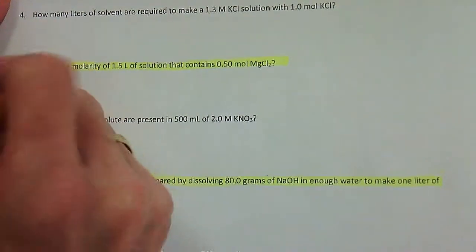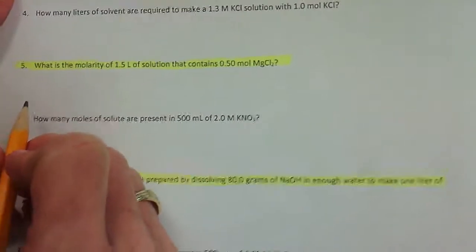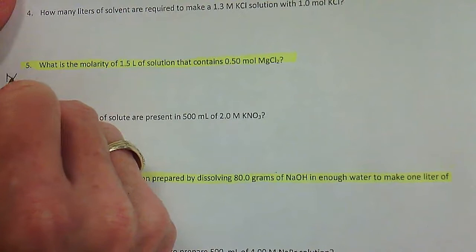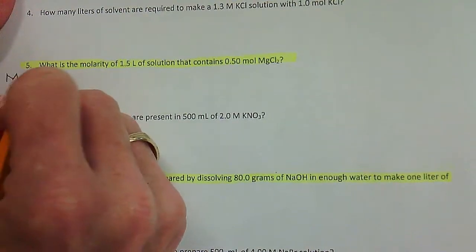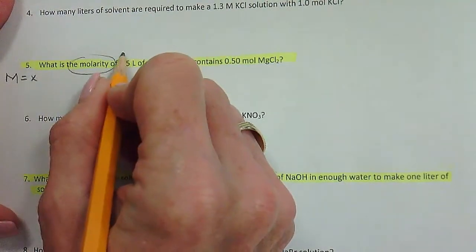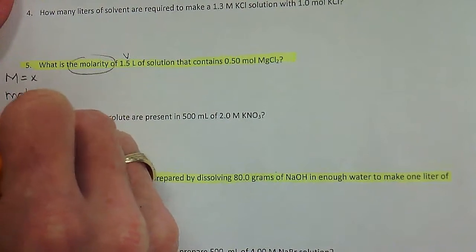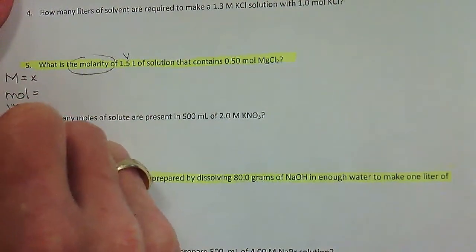Well, this one's pretty easy. I always write out what my variables are, what I have and what I need. So I'm looking for molarity. I don't know what it is. What is the molarity? That's my volume. So for molarity, I need moles and I need volume.